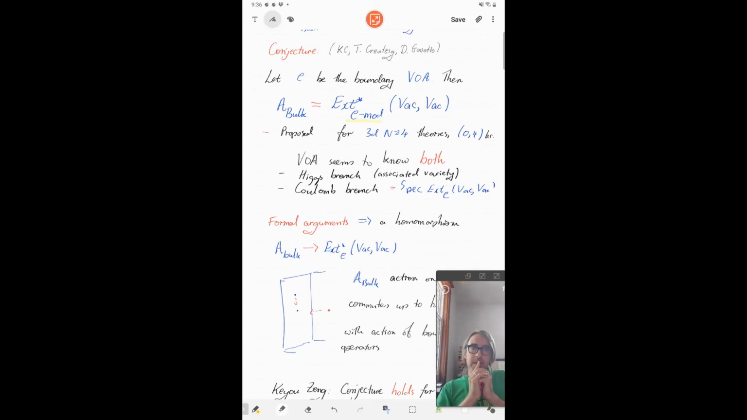So one aspect of this I find kind of fascinating is that, well, we did check this in some cases, and we do have a general formal argument for why this could be true, although we don't have a proof in that many cases. But if this is really true, then the vertex algebra knows both the Higgs and Coulomb branch of the N=4 theory, because we saw in Tom Yeats' talk, the Higgs branch is the associated variety, and the Coulomb branch is the derived center.